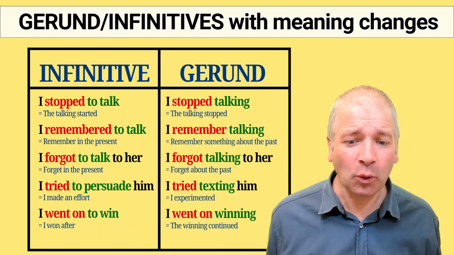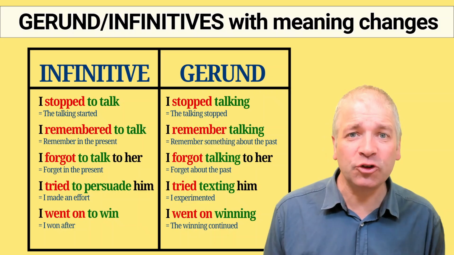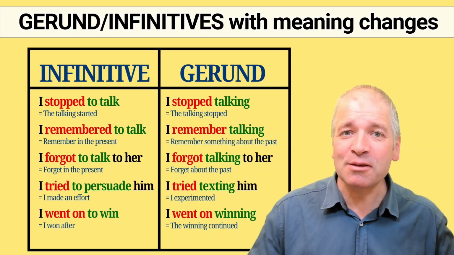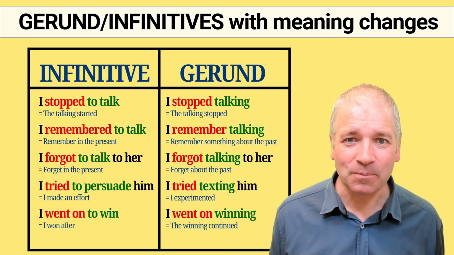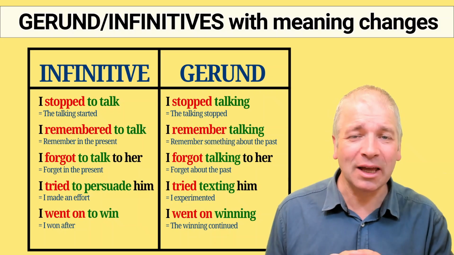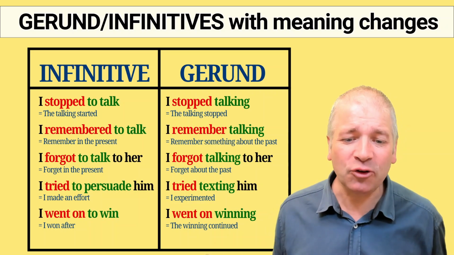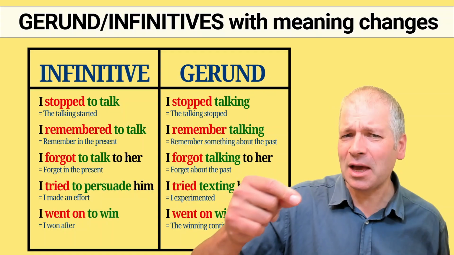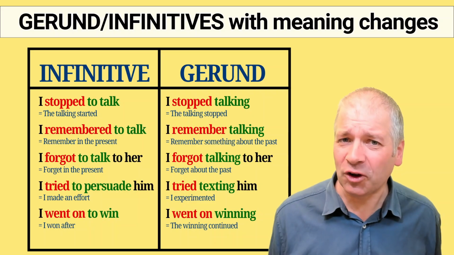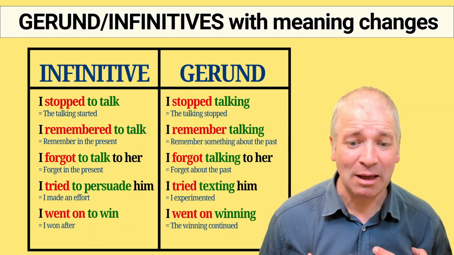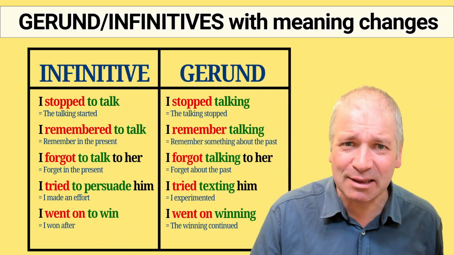So I stopped talking means the talking stopped, whereas I stopped to talk, to plus infinitive, means the talking started, something else stopped. I stopped what I was doing before and now I talk. But I stopped talking means the talking stopped. I remember to talk means remember in the present. I remember talking means you remember something about the past. Forgot is similar to remember. I forgot to talk to her means I forgot in the present to do this. I forgot talking to her means I think about the past, but I forgot that particular incident.